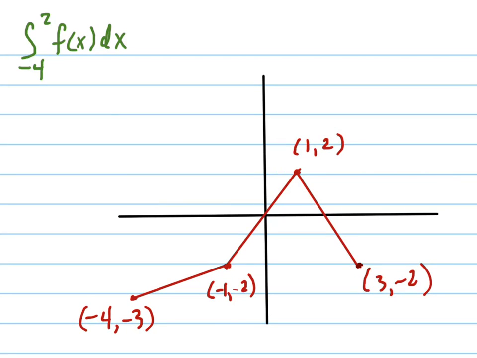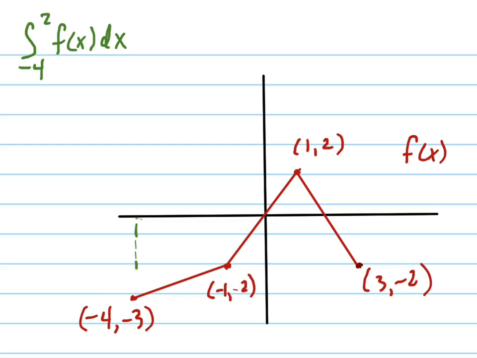So here's a classic problem. There's my picture. This picture right here is the graph of f of x. The question is, what's the integral from -4 to 2 of f of x dx? And the integral means what's the area underneath the curve, or the area between the curve and the x-axis.